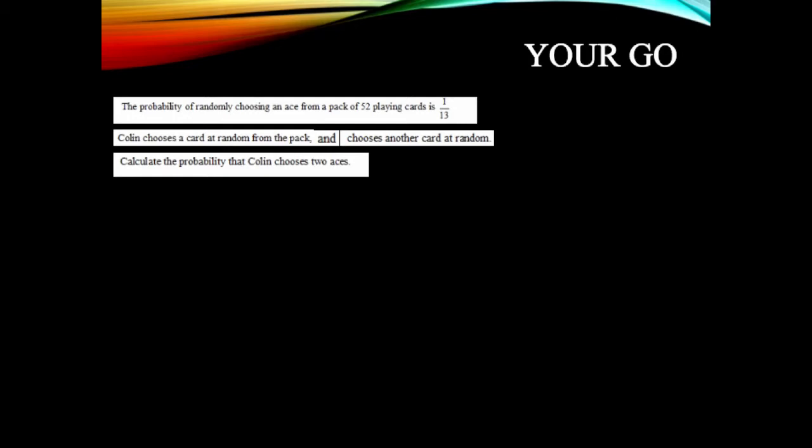Colin chooses a card at random from the pack, and then chooses another card at random. Calculate the probability that Colin chooses 2 aces. Now, Colin's picked up a card, he's kept it in his hand. He's not put it back in the deck.